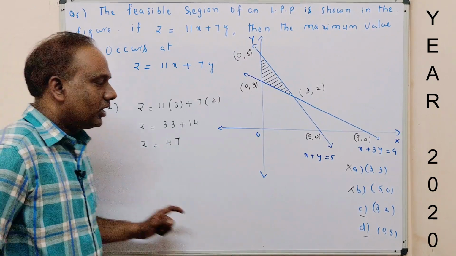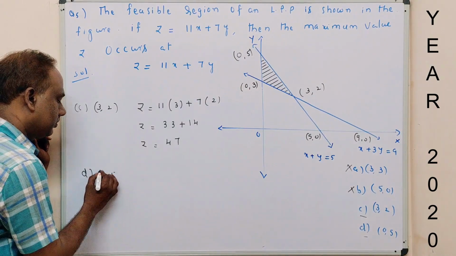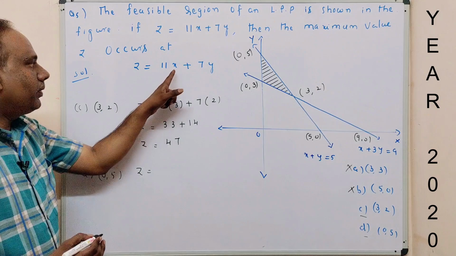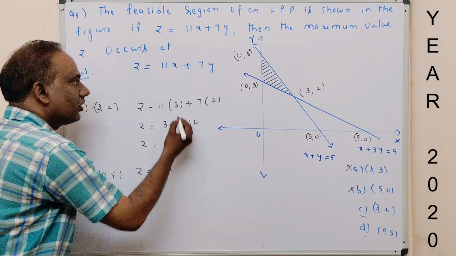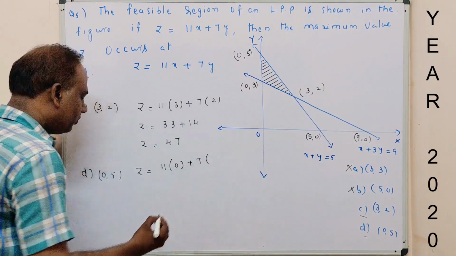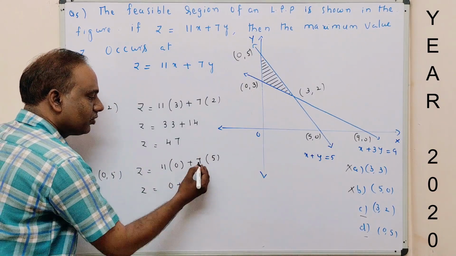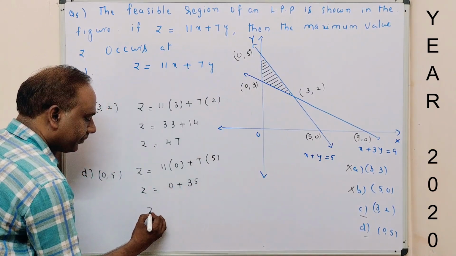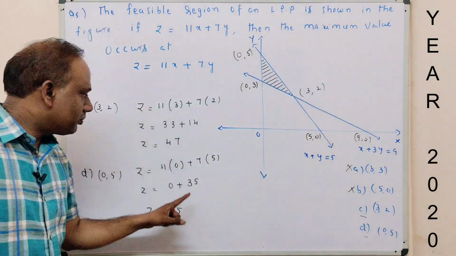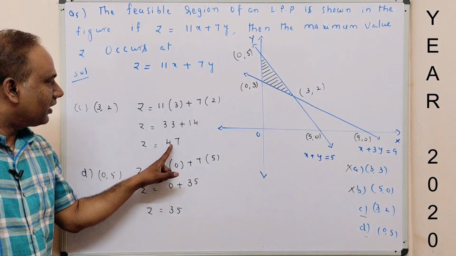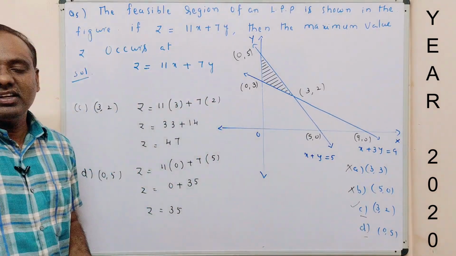Next, another corner point is 0 comma 5. So Z is equal to, in the place of x you substitute 0, in the place of y you substitute 5. So 11 into 0 plus 7 into 5. 11 into 0 is 0, 7 times 5 is 35. So here they asked actually for the maximum value. Here the maximum value is 47, at where? 3 comma 2. That means option C is the correct answer.